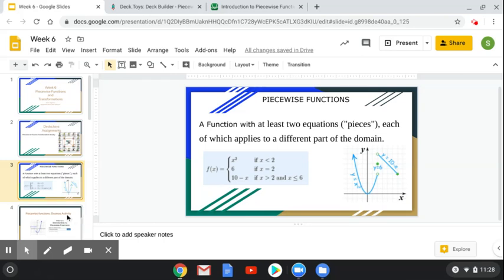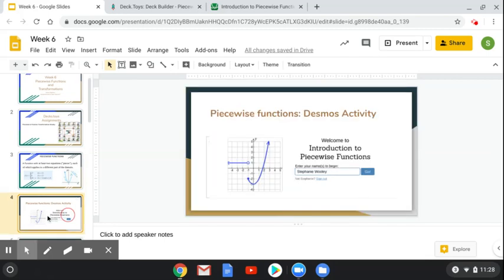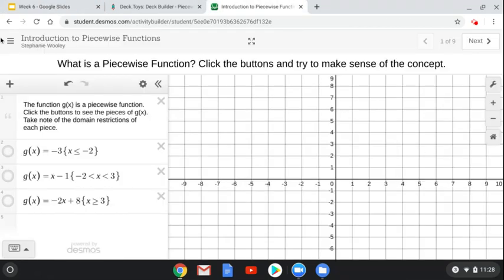So you are going to explore piecewise functions through a Desmos activity, and what I'd like to do is just go through that activity with you. The first slide says, what is a piecewise function? Click the buttons and try to make sense of the concept. The function g of x is a piecewise function. Click the buttons to see the pieces of g of x. Take note of the domain restrictions for each piece.